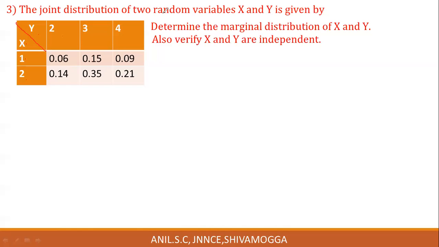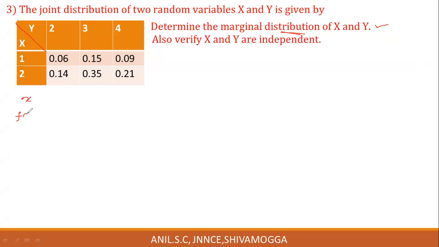The joint distribution of two random variables x and y is given by this table. Determine the marginal distributions of x and y. Also verify whether x and y are independent. First, let's perform this part. Writing the marginal distributions. First, I prefer to write marginal distribution of x.